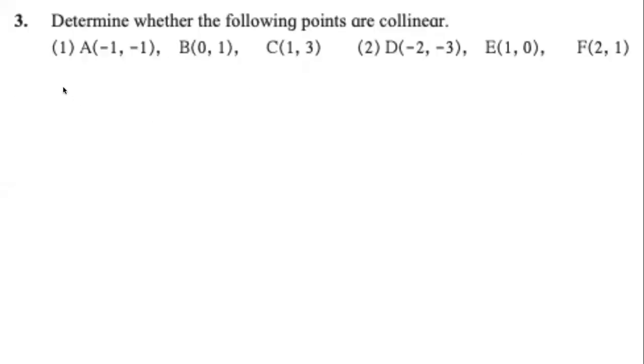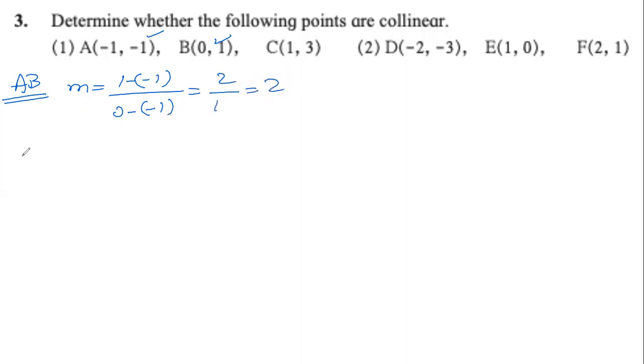So the question that girls were solving, question number 1 on the left hand side, if you try to find the slope of AB, our M will be 1 minus minus 1 by 0 minus minus 1. 1 minus minus 1 is 1 plus 1, which is 2. 0 minus minus 1 is 0 plus 1 is 1. The slope is 2. Let us see the slope of DC.